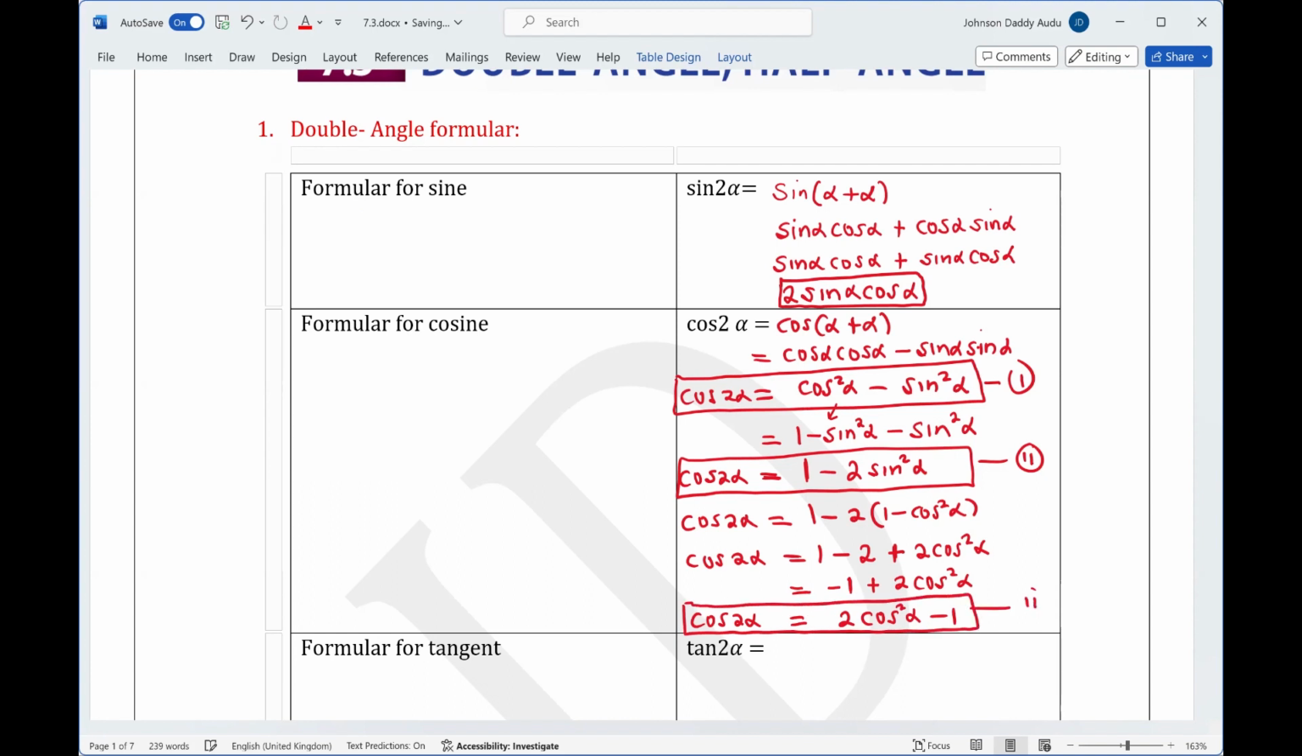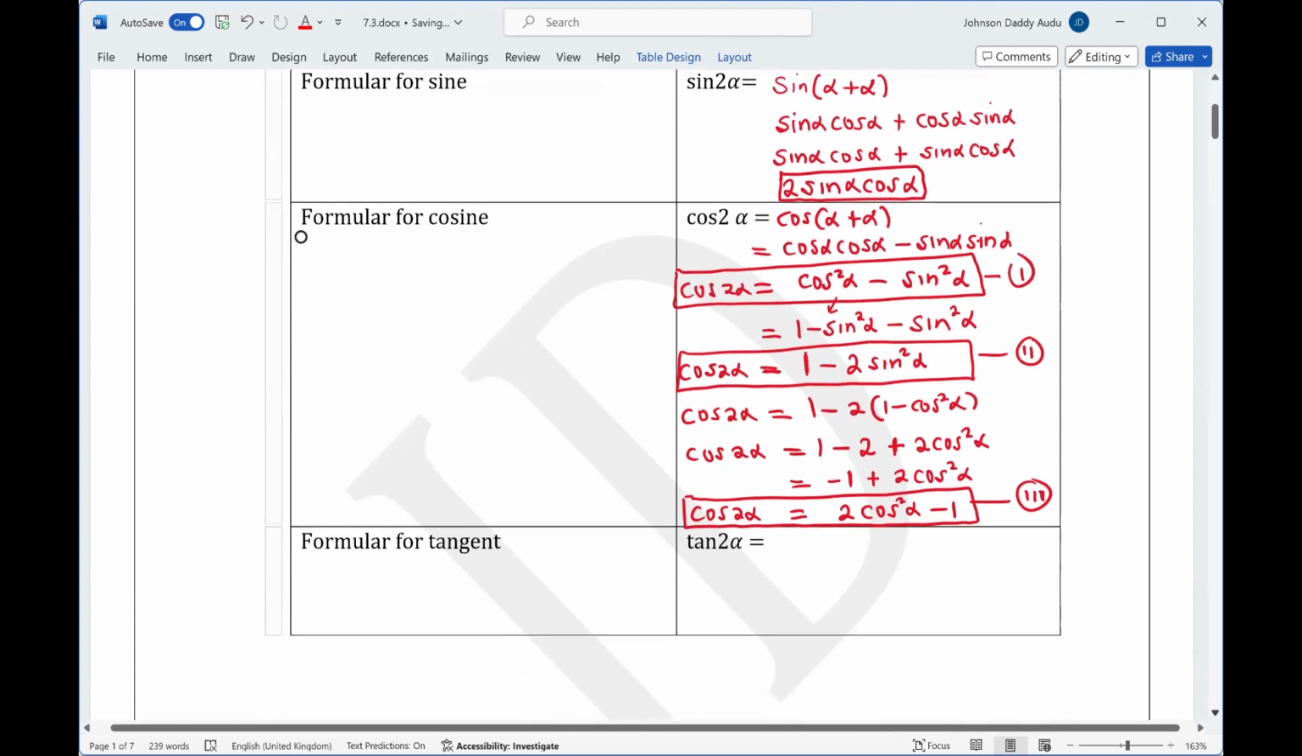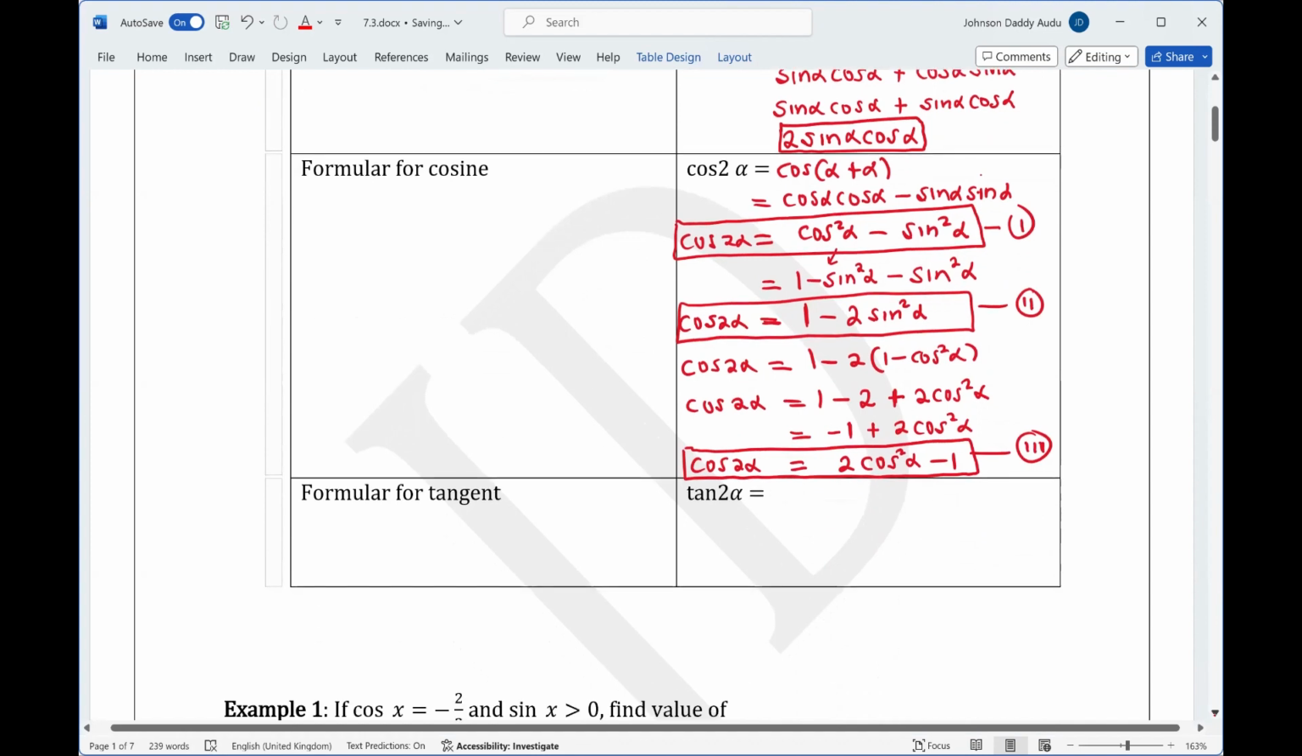So you can see that for cosine 2 alpha, the double angle formula for cosine, there are 3. The first one is cosine squared alpha minus sine squared alpha. The second one is 1 minus 2 sine squared alpha. And the third one is 2 cosine squared alpha minus 1.